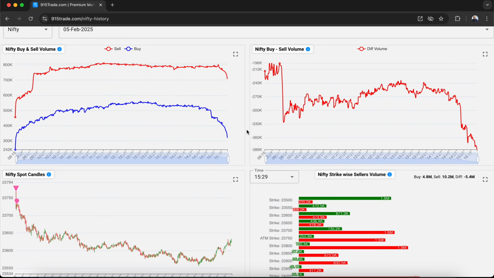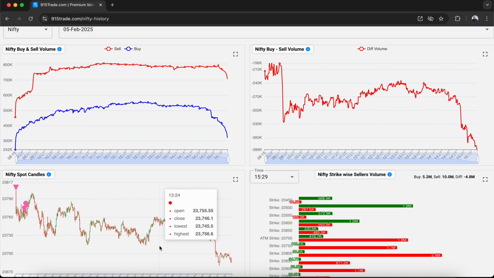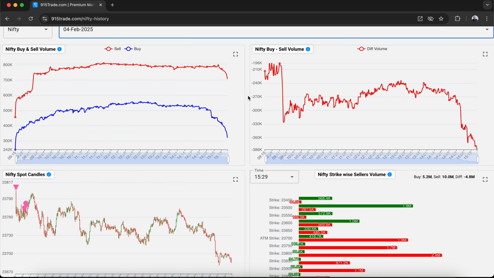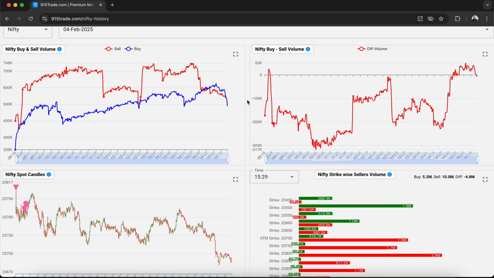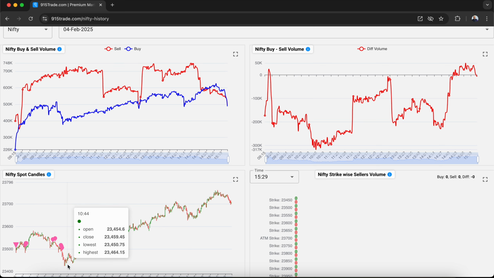Let's look at a few more days of data. Same thing here. Ignore the triangle. Again, the bubbles appear, and then price obviously respects the direction and goes in that direction. And on the 4th, let's see. Yeah, even on the 4th, as you can see, the markers appear, and the price goes in that direction. It is moving in that direction.